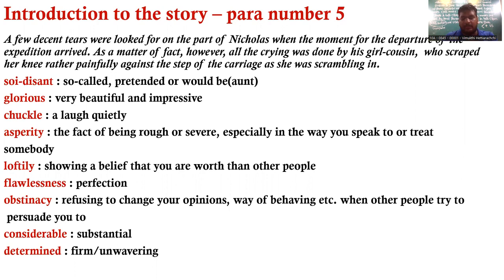So that is why the writer says a few decent tears were looked for on the part of Nicholas when the moment for the departure of the expedition arrived. So Nicholas is also a human being. Even though he is more mature than the other children, what we can realize here is that he is also a human being. The writer explains that he was a little bit upset, but nevertheless, mental punishments are also harsher than physical punishments, for a kid like Nicholas, and especially for all children.